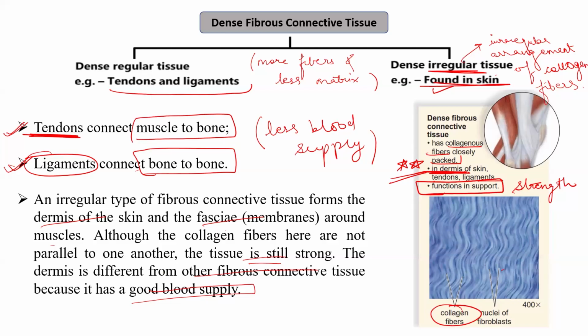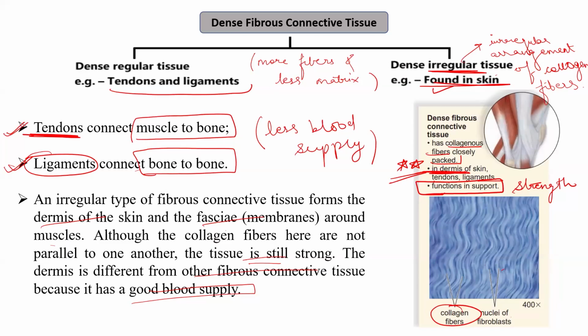So these connective tissues are irregular in nature. The collagen fibers are not arranged parallelly. However, despite the irregular arrangement of the collagen fibers, it has a great strength, and the dermis is different. Why is it different from the other types of fibrous connective tissue? Because of the rich blood supply, unlike the other types of fibrous connective tissue. So this was about the fibrous connective tissue.